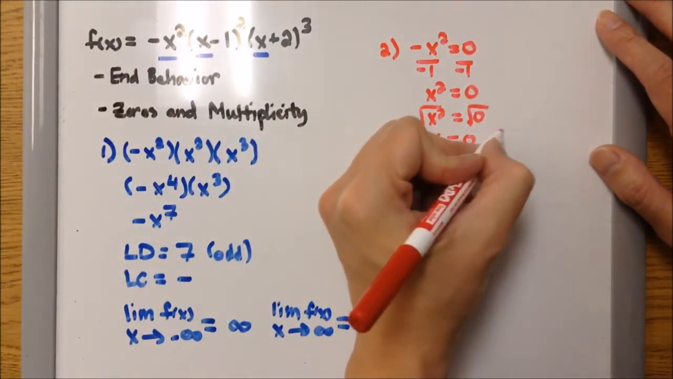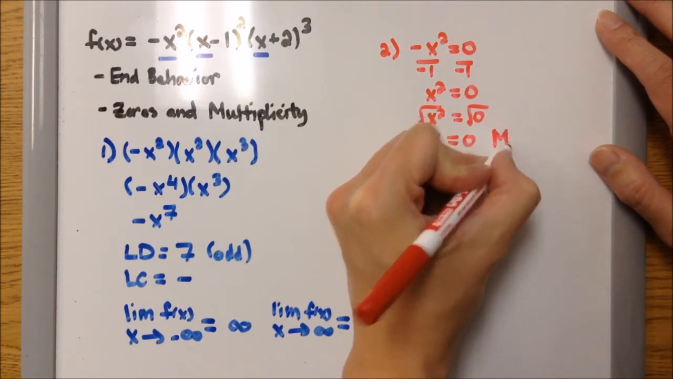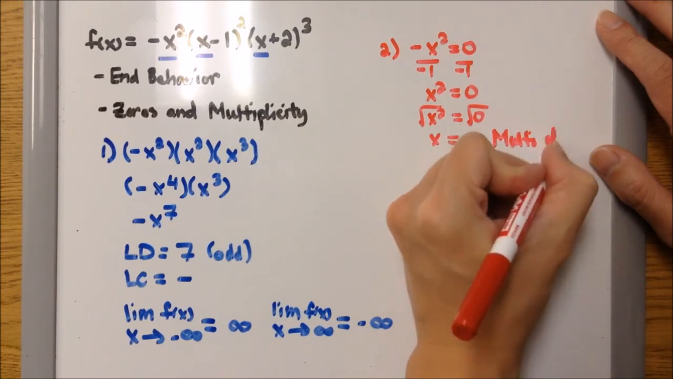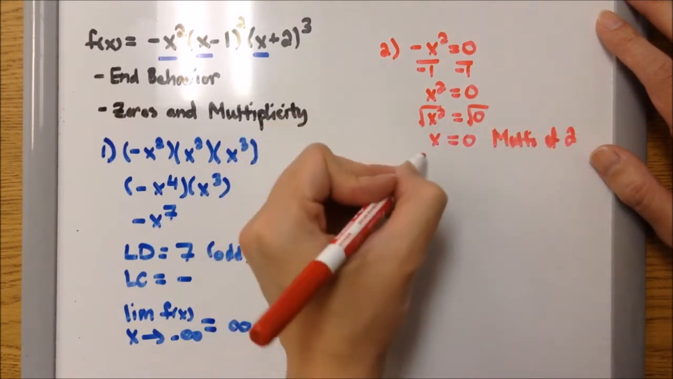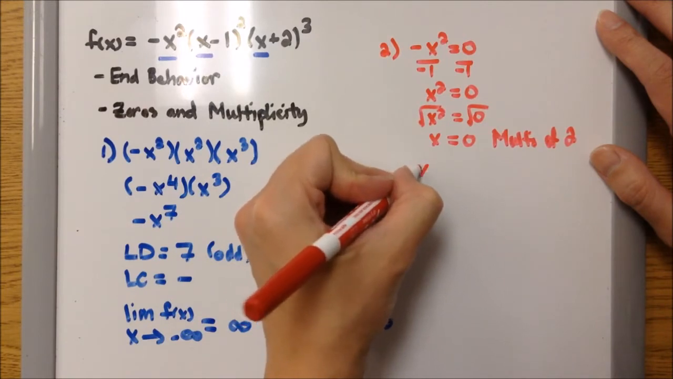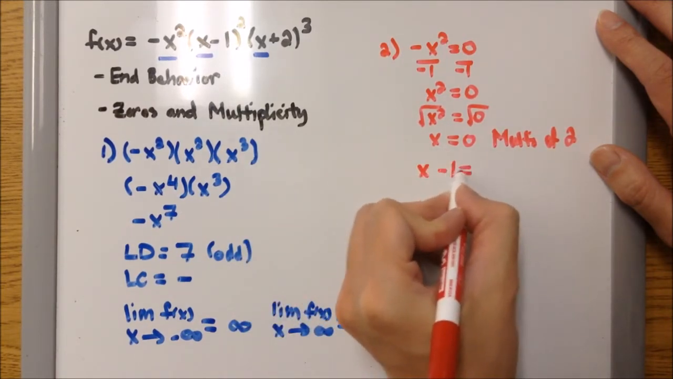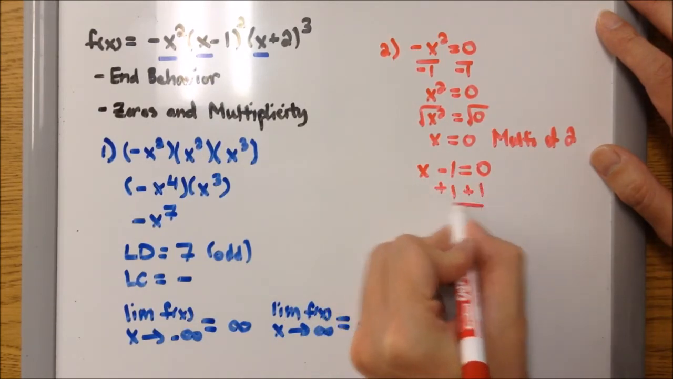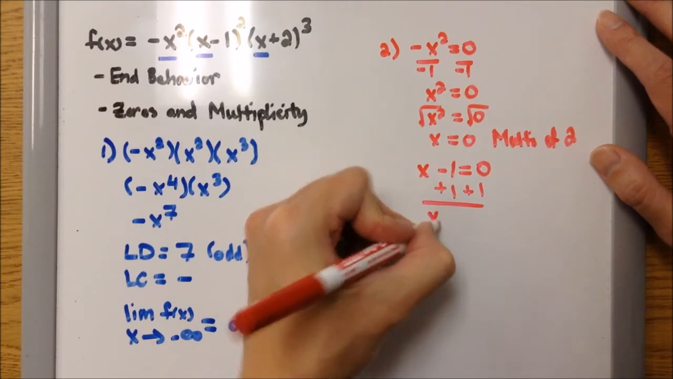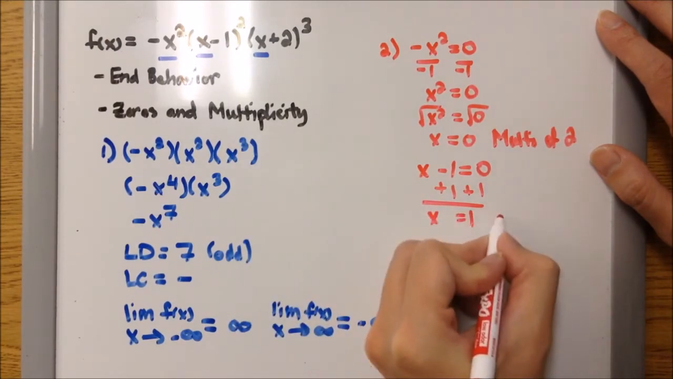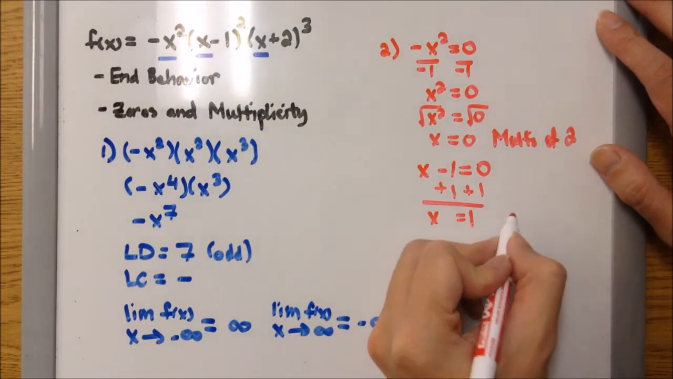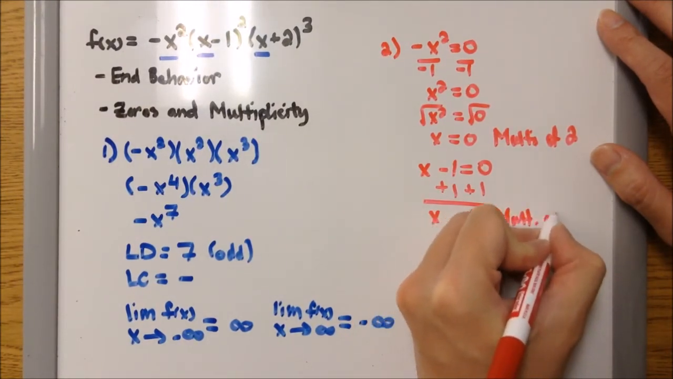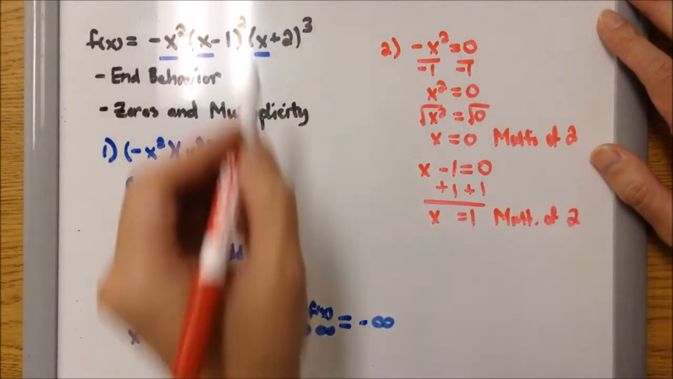And since it has an exponent of 2, there's a multiplicity of 2. Now, our second one, x minus 1 equals 0. So, plus 1, plus 1. So, it's going to be x equals 1. And it also has a 2 as an exponent. So, multiplicity of 2.